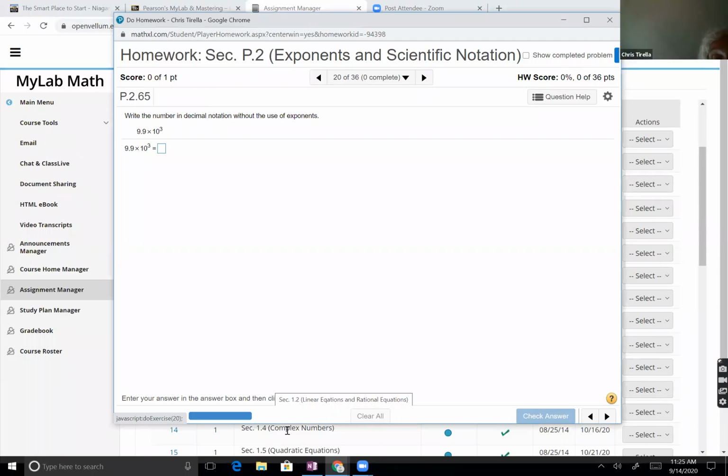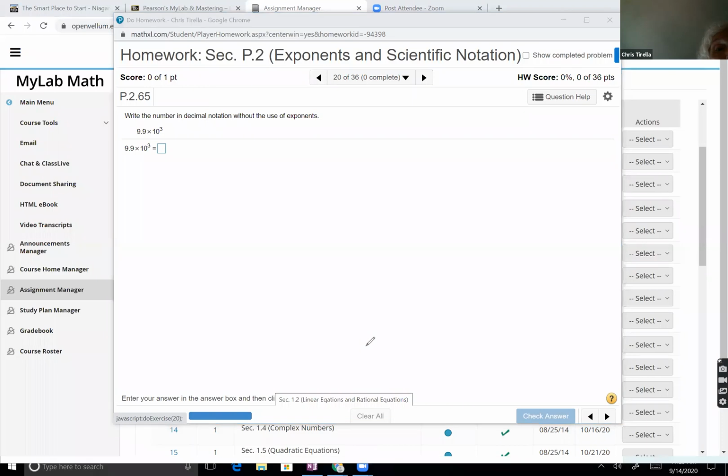Okay. If I look at this one, we've got 9.9 times 10 to the third. So my decimal point is here. I'm going to move it 3 places. That gives me 9, 9, and I have 2 zeros to fill in. So this should be 9,900.